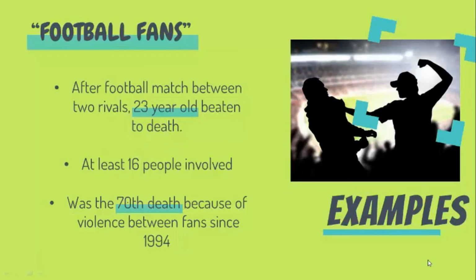Another example is from football fans. In 2018, after a football match, a 20-year-old was beaten to death, with at least 16 people involved. It was the 17th death because of violence between fans since 1994. It's an example of groupthink because people don't reflect on the consequences that their actions have.